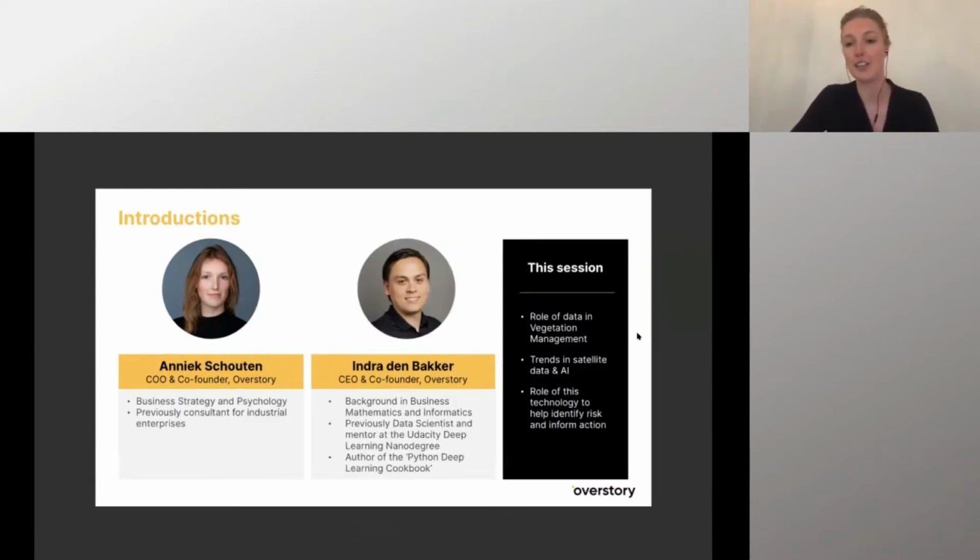During this presentation, we will take you through a couple of topics. First of all, the role of data in vegetation management. We'll dive into a couple of trends in satellite data and artificial intelligence, and also how these trends and developments evolve and what their role is in helping to identify risks in and around the right-of-way.